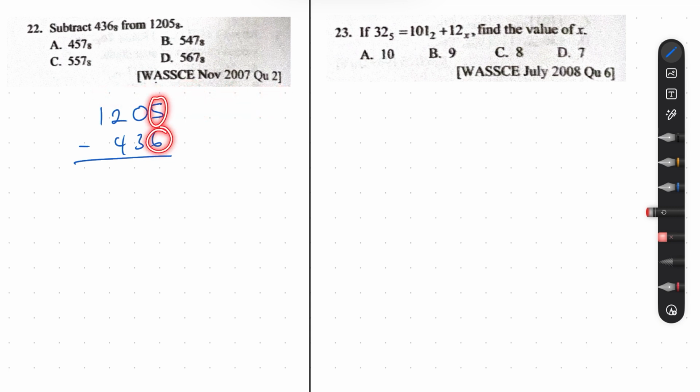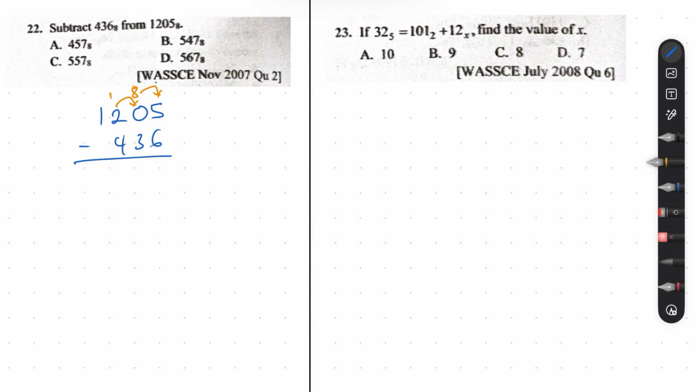5 minus 6, we need to borrow. So we come here. Can we borrow from 0? No. So we come here and we borrow. So we borrow to here, and then from here we borrow to this side. When we borrow from here, we're left with 1. And what we borrow will be 8. Okay, cool. Now we borrow from here again to this side, 1.